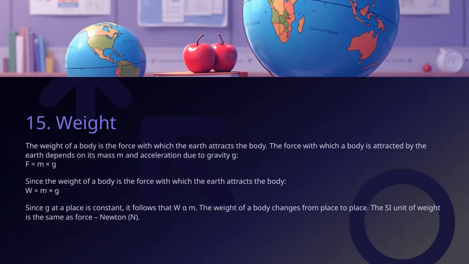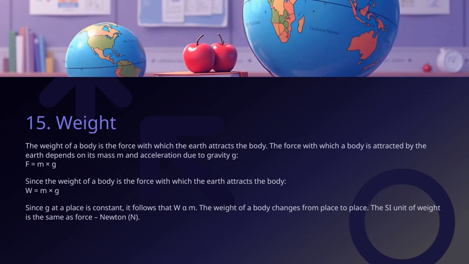Let's talk about weight. The weight of a body is essentially the force with which the Earth attracts it. Now, this force depends on two main factors: the mass of the body, which we denote as m, and the acceleration due to gravity at that location, which we call g. The relationship is quite straightforward. F equals m times g. Since weight is this force, we can say that the weight W is also equal to m times g.